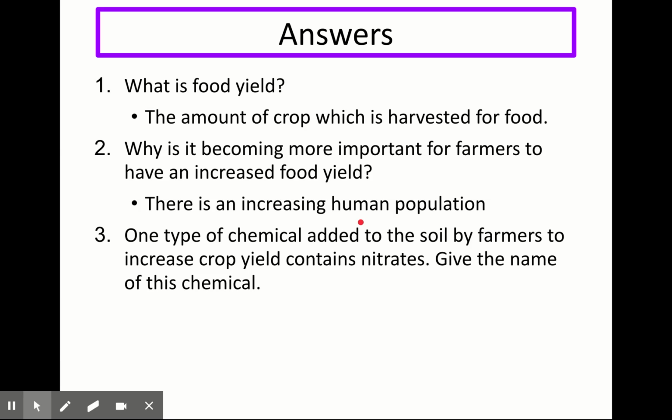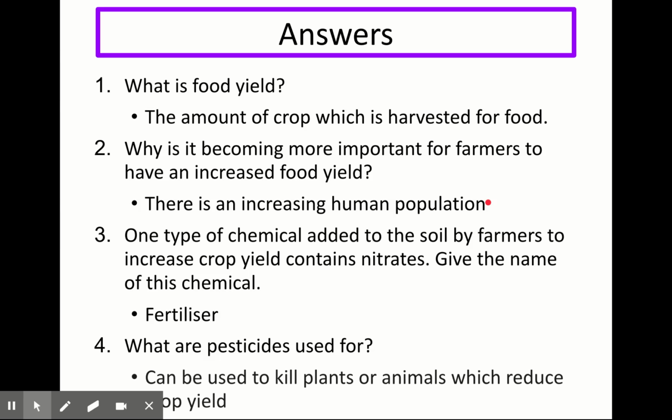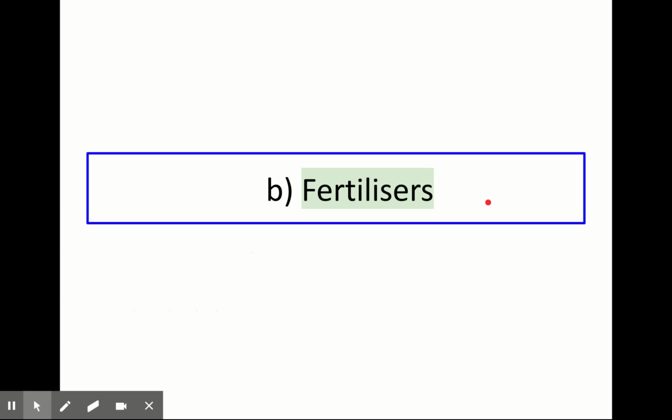Number 3 asks you one type of chemical added to the soil by farmers to increase crop yield contains nitrates, give the name of this chemical, and that is fertilizer. And finally, question 4 asks you what are pesticides used for, and that's to use them to kill plants or animals which reduce crop yield.